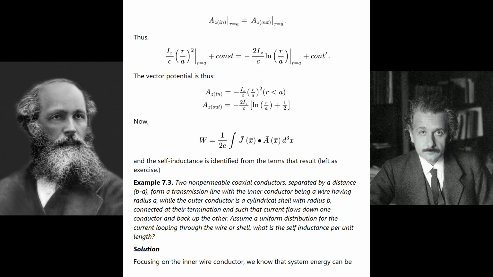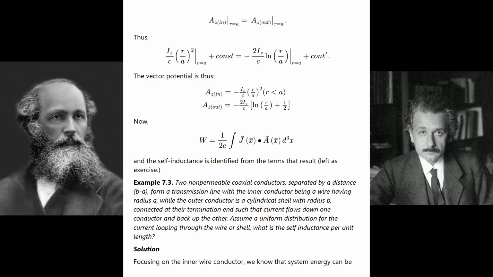Example 7.3. Two non-permeable coaxial conductors, separated by a distance b minus a, form a transmission line with the inner conductor being a wire having radius a, while the outer conductor is a cylindrical shell with radius b, connected at their termination such that current flows down one conductor and back up the other. Assume a uniform distribution for the current looping through the wire or shell. What is the self-inductance per unit length?